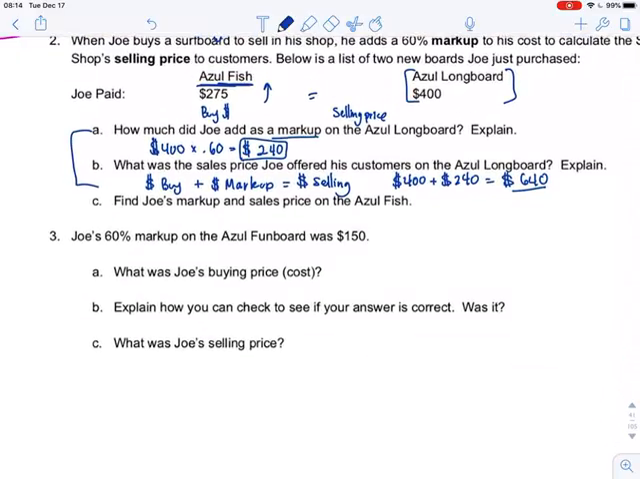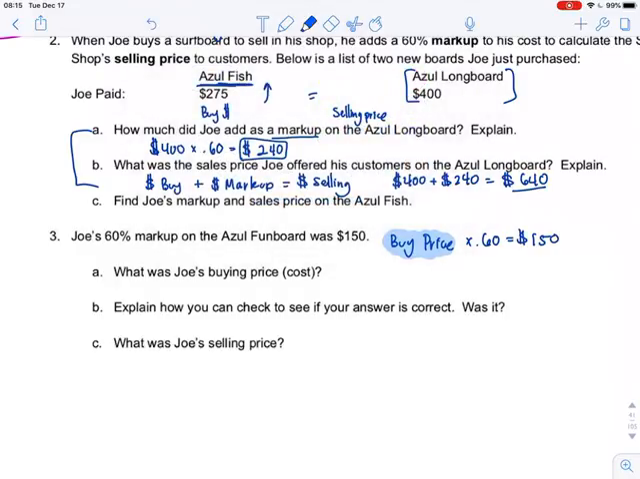Joe's 60% markup on the Azul fun board is $150. What was his buying price? So this is his buy price. He bought something, and then he multiplied it by 60%, and he got $150. That is what this statement is telling us. His markup on the blue fun board is $150. So that means we need to figure out this part here, his buy price, because we already have the markup.